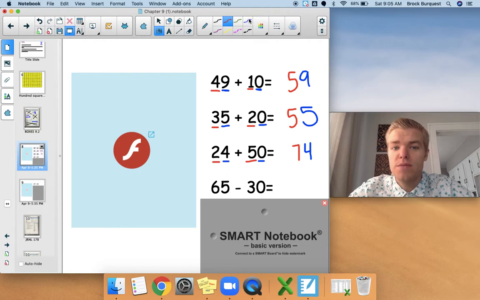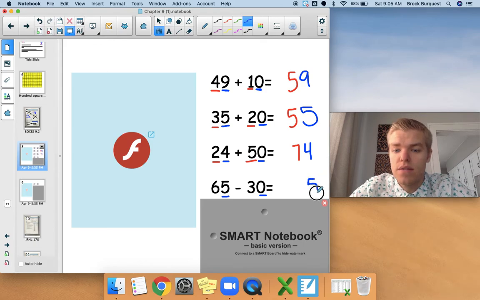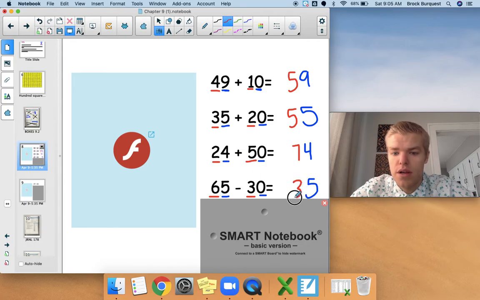Okay, now we're going to do some subtracting. So we're going to use the same strategy we've been using, but now we're going to take away. Okay, so we're going to start with our ones place. What's 5 take away 0? That should be a pretty easy one. That one is just 5. Right? Now, we have our tens place here. What's 6 take away 3? 3, right. You can put your 3 right there. We have 35. Awesome. We have 2 more we're going to do together.